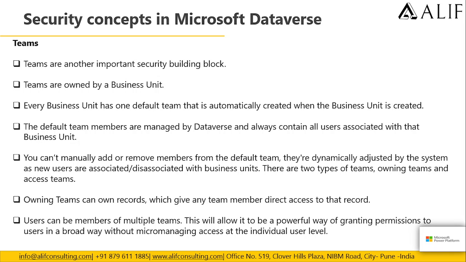There are two types of teams, owning teams and access teams. Owning teams can own records, which gives any team member direct access to that record. Users can be members of multiple teams. This makes it a powerful way of granting permissions to users in a broad way without micromanaging access at the individual user level.